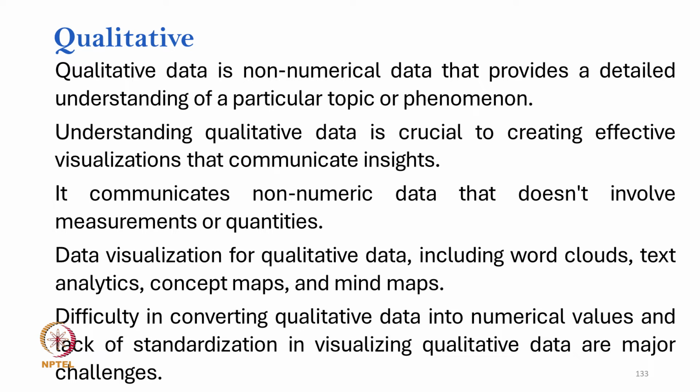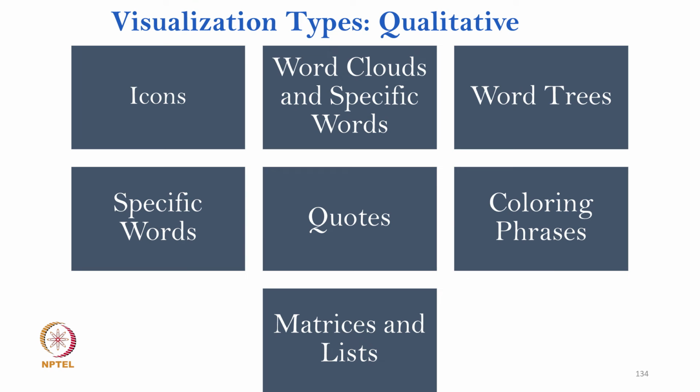Understanding qualitative data is very crucial to creating effective visualizations that communicate insights. Difficulty in converting qualitative data into numerical values and lack of standardization in visualizing qualitative data are the major challenges. There are a number of visualization types for creating qualitative data visualizations, such as icons. One can create icons, word clouds and specific words, word trees, specific codes, coloring pages, and matrices and lists.